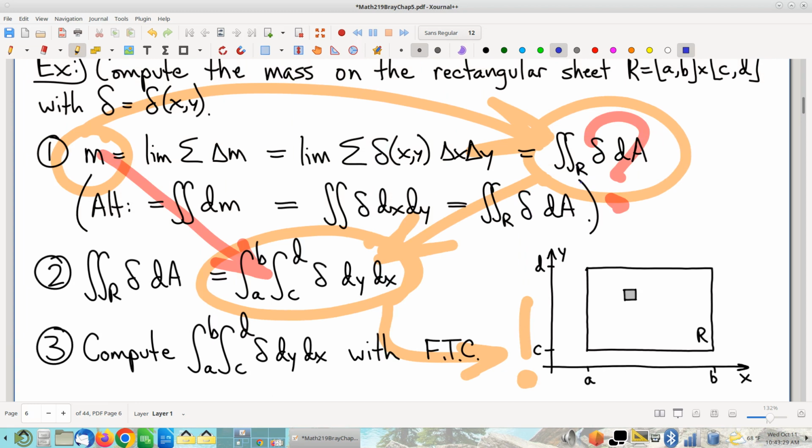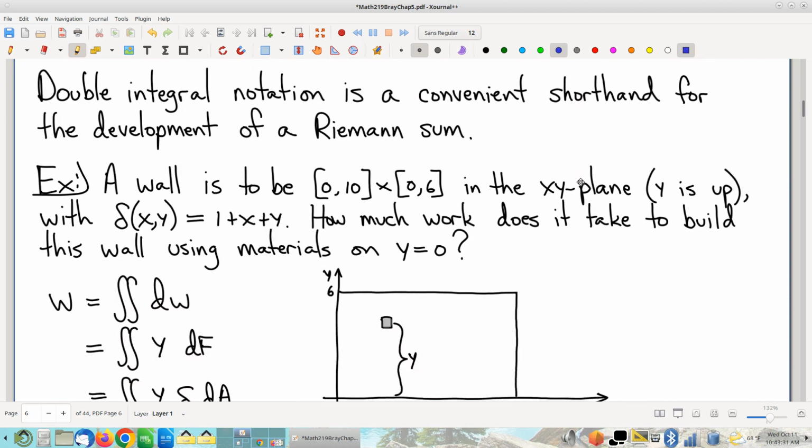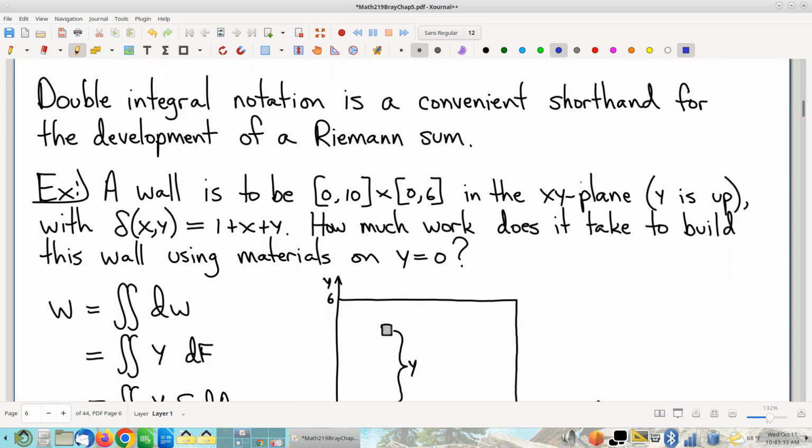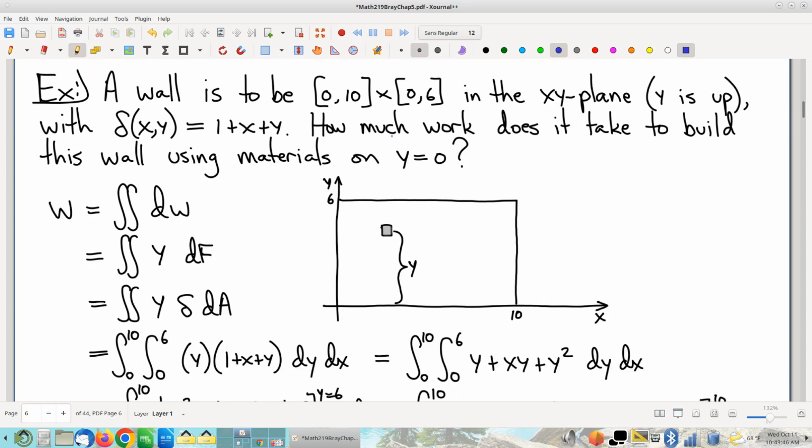Yeah, absolutely. Okay. All right, so I've showed you how this double integral notation is a convenient shorthand. I just want to show you another example where the double integral notation is particularly convenient, and this kind of stuff comes up quite a bit, actually, in practice.